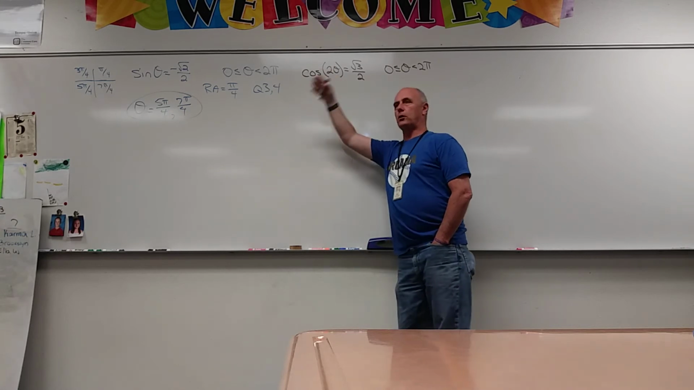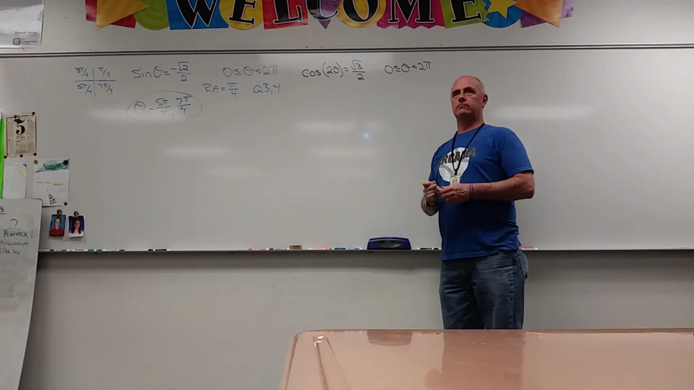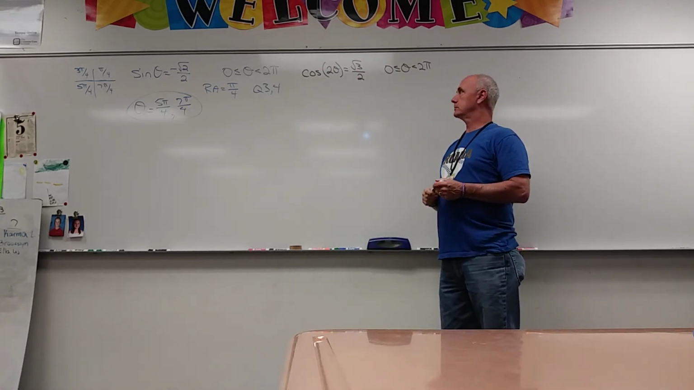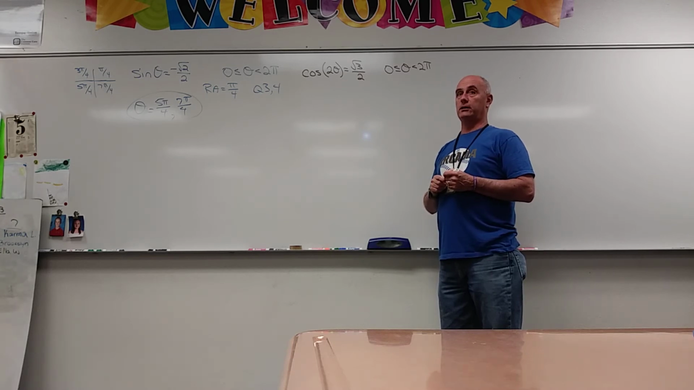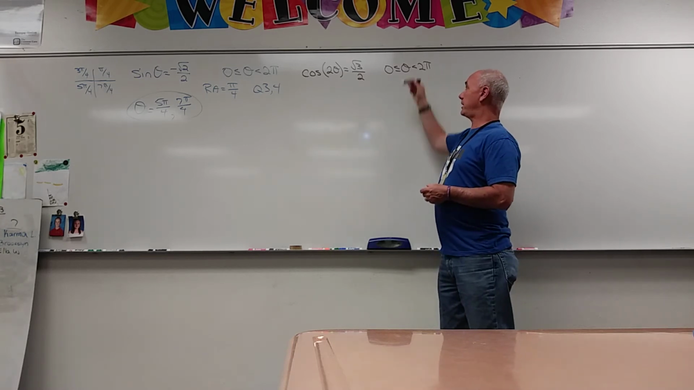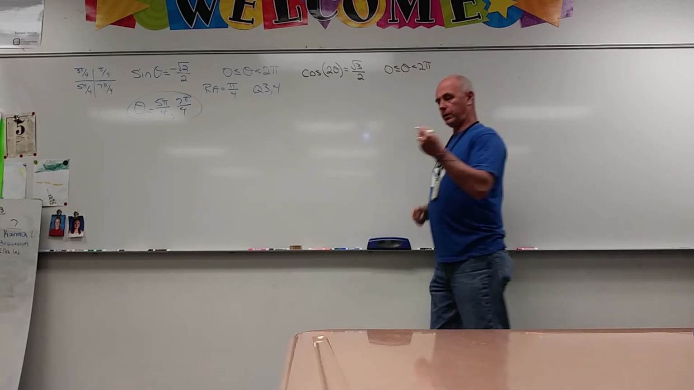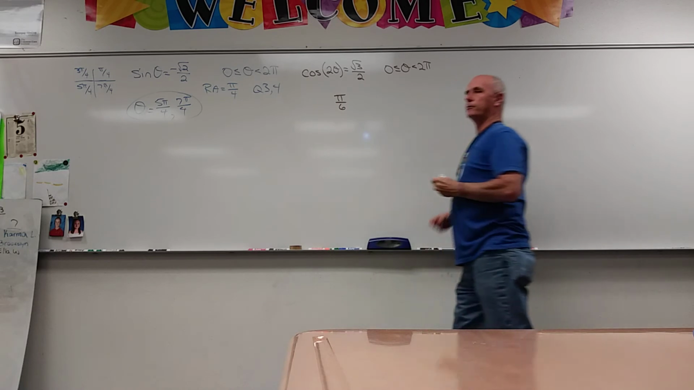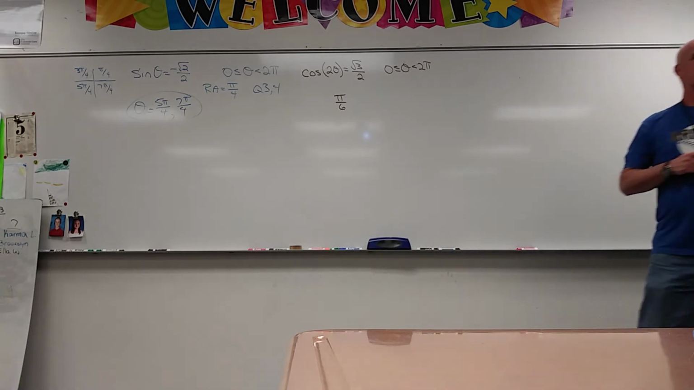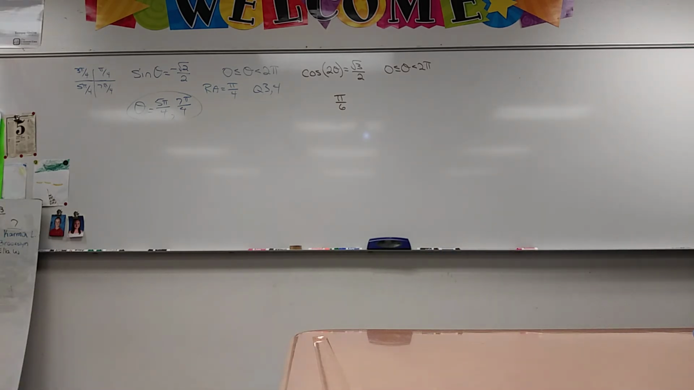So, get started. What are we talking about here? Cosine of something is square root of 3 over 2. What's the something? 30 degrees. I don't like 30 degrees here because it's got to be in radians, so pi over 6. Pi over 6 is our reference angle.